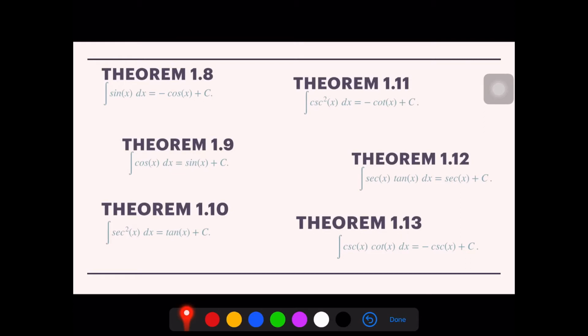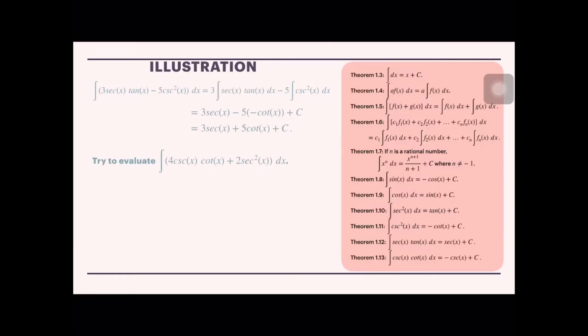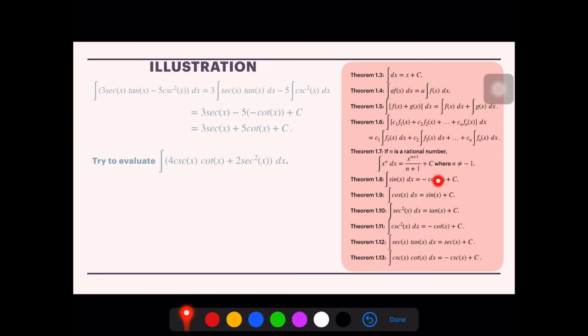Let's make use of these antidifferentiation theorems involving trigonometric functions in solving for the antiderivatives of the given items. We have a separate video that discusses antidifferentiation techniques by using theorems 1.3 to 1.7. If you want to get reviewed by this video, just click the suggested video there at the upper right corner of your screen.